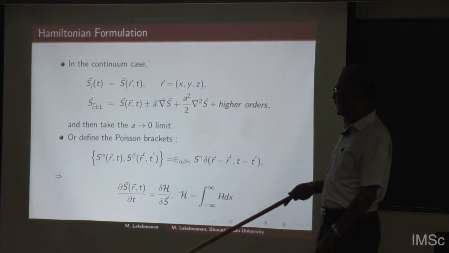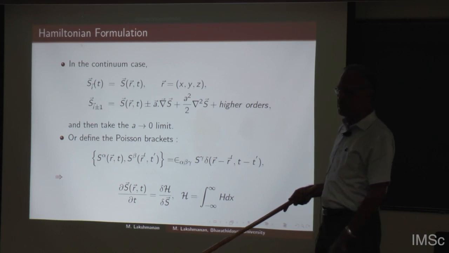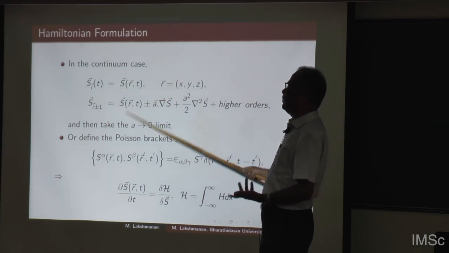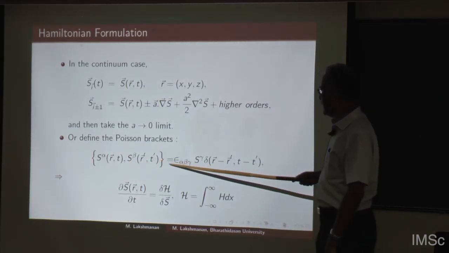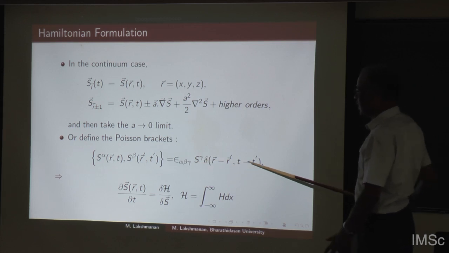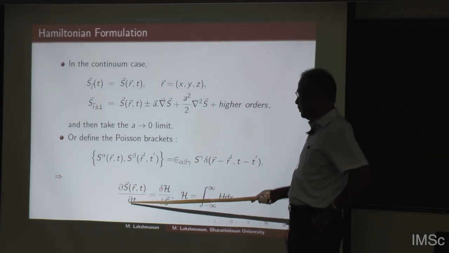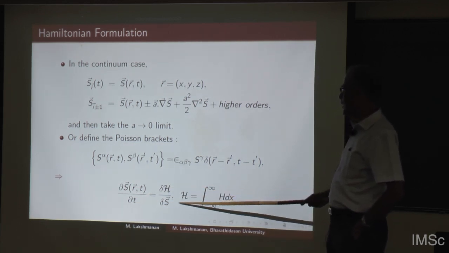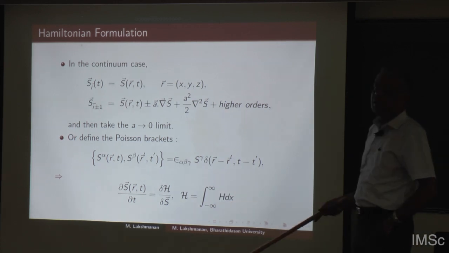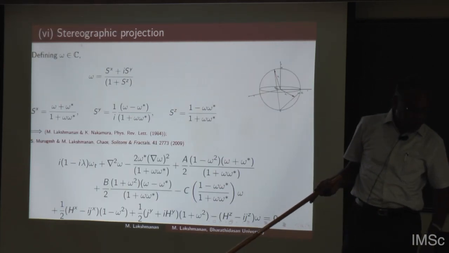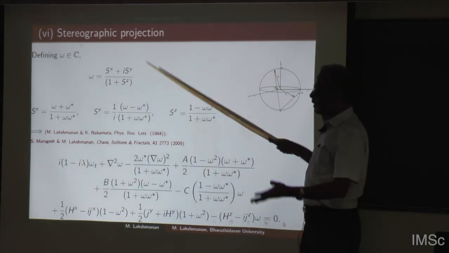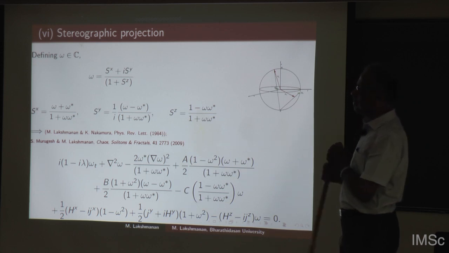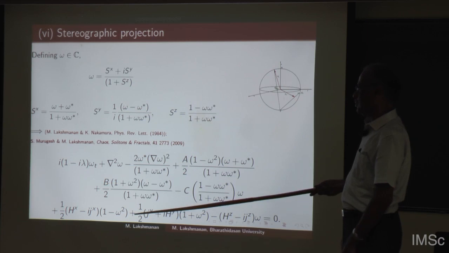Then you can get the underlying continuum partial differential equation for the spin, or you can also define spin Poisson brackets for the spin fields, S alpha of t, S beta of t, equal to epsilon alpha beta gamma S gamma. Then write down that evolution equation, the variational equation dS by dt equals the functional derivative delta H by delta S, where H is the Hamiltonian functional. So, then you can write down the equation of motion. So, that is the general Landau-Lifshitz equation in the continuum limit and in the discrete case and so on.